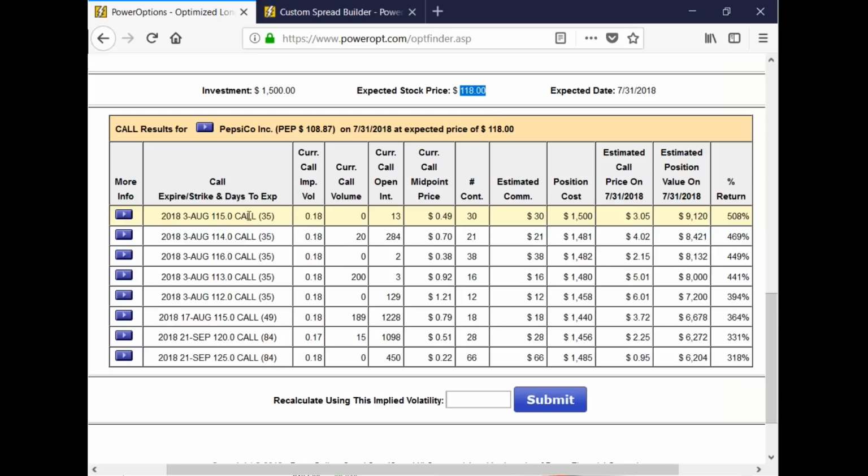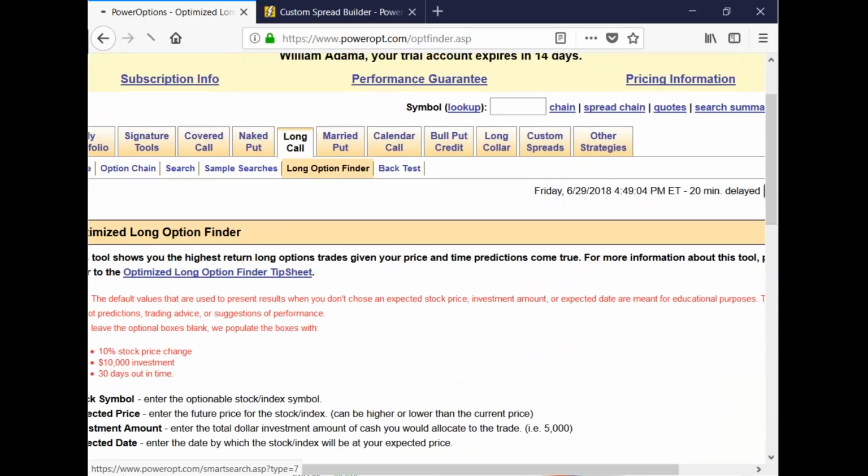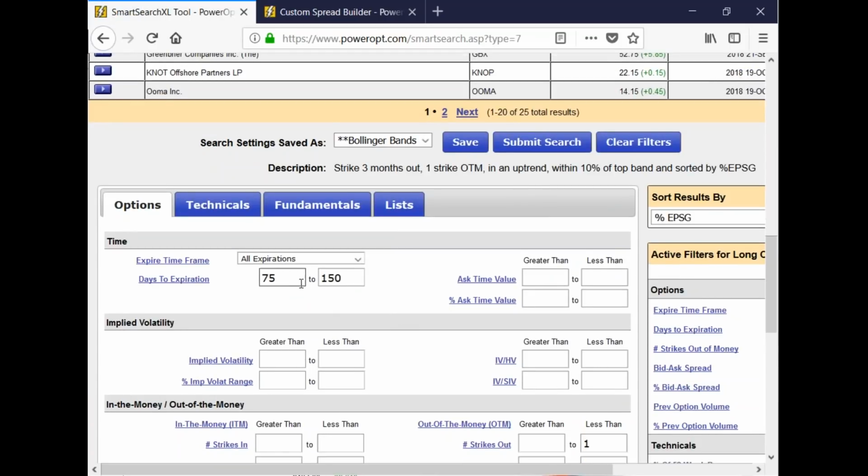And so in this case, we see the August 115 call at a price of 49 cents. With my $1,500, I could buy 30 contracts. And if the stock did hit 118, they'd be worth 305. I'd have a 500% return on the position. Okay? But the search tool is designed to help you find positions, and we have defaults that you can use as a criteria. But again, if you're just starting out, don't get lured into this idea of buying cheap options that are 1 week out, that are 4 days out, 7 days out, or 10 days out.